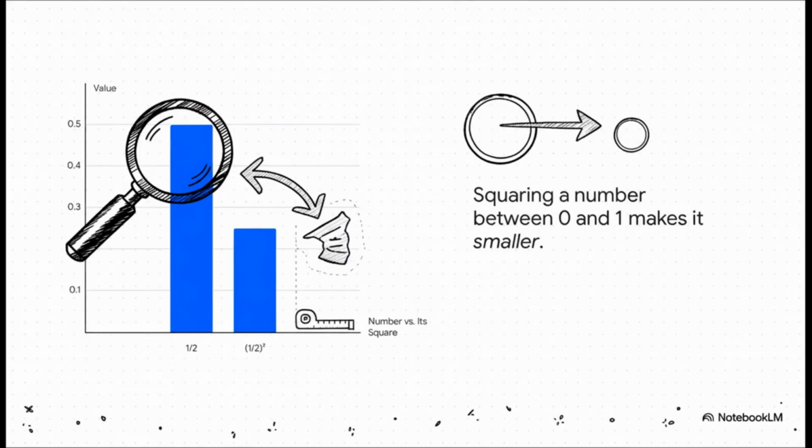And if you're a visual person, this chart just makes it crystal clear. Look at that first bar for 1/2. Now look at the bar for its square, 1/4. The squared value is literally half the size of the original. I mean, think about it. You're taking half of a half. You're taking a piece of an already small piece, so of course the result is going to be even smaller.